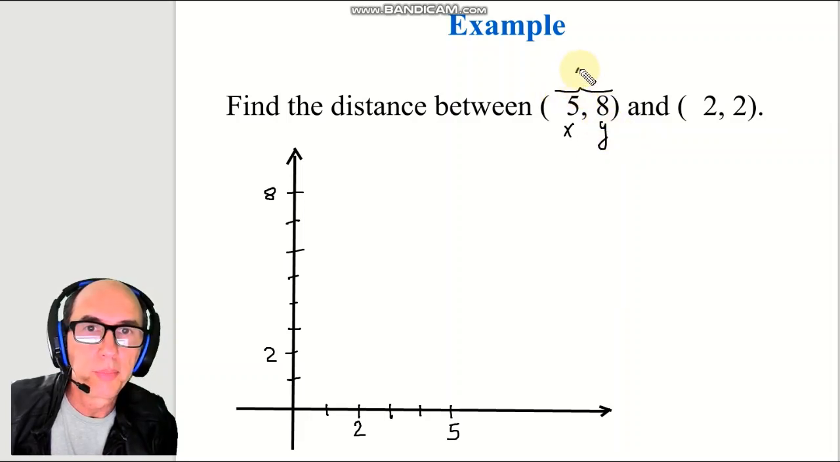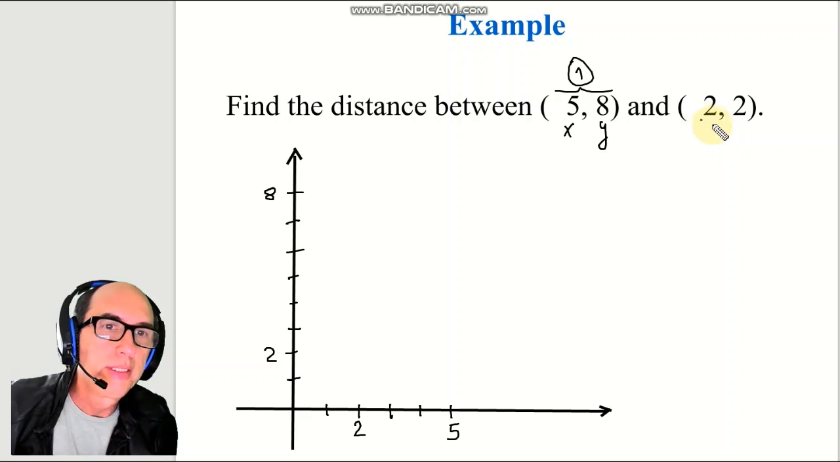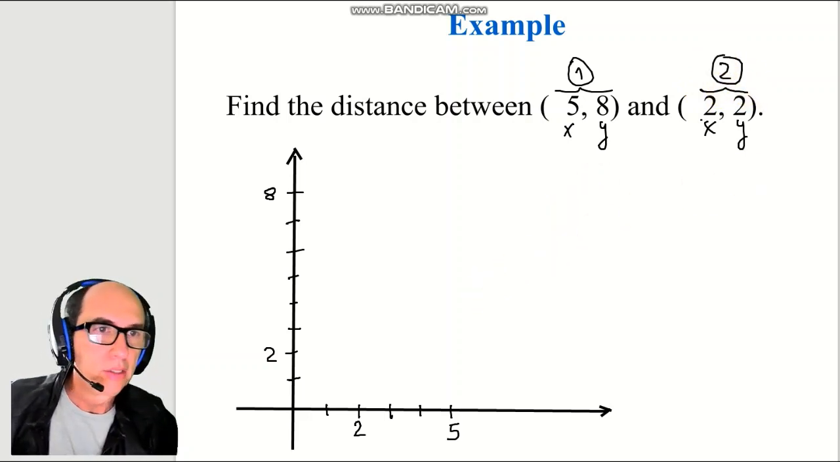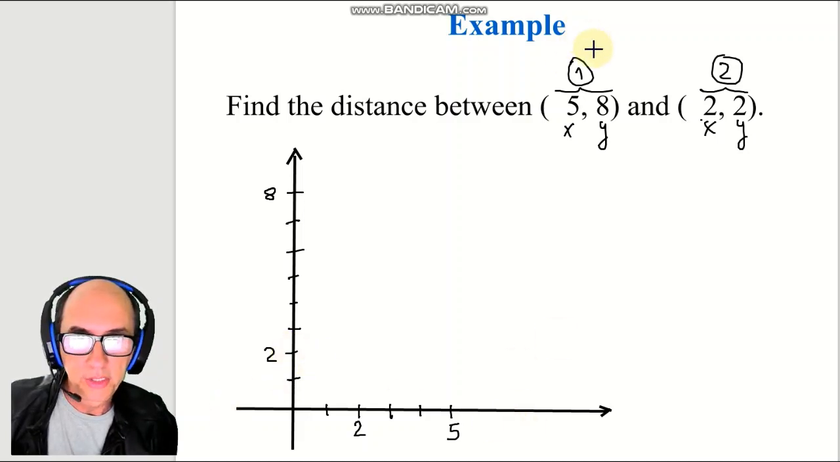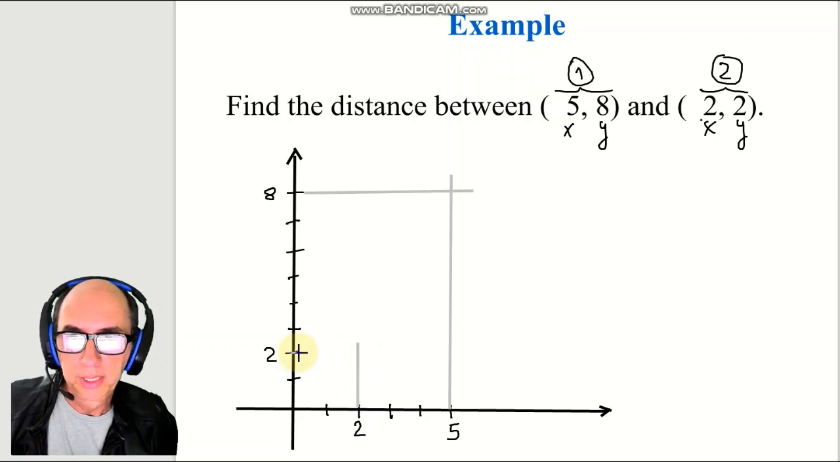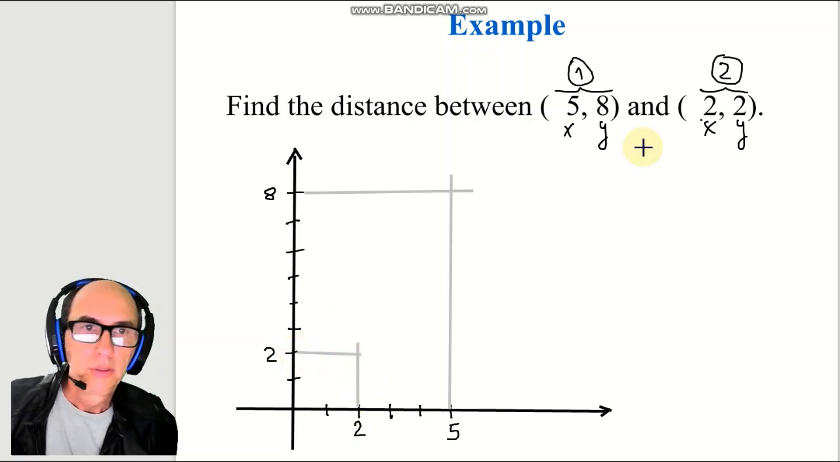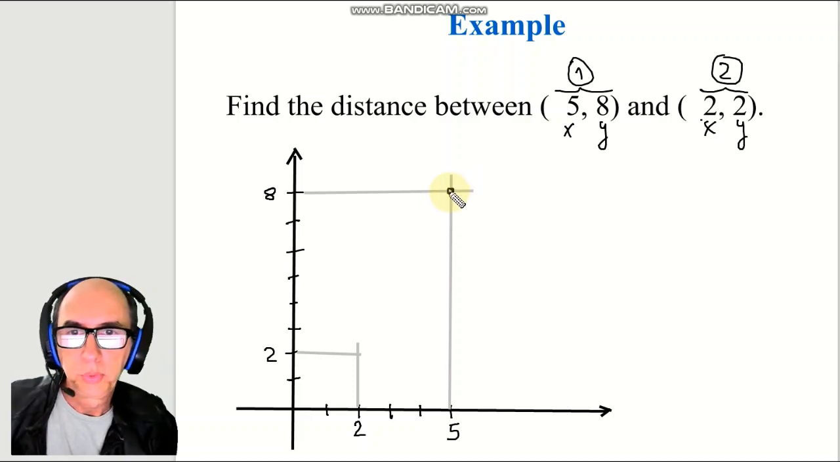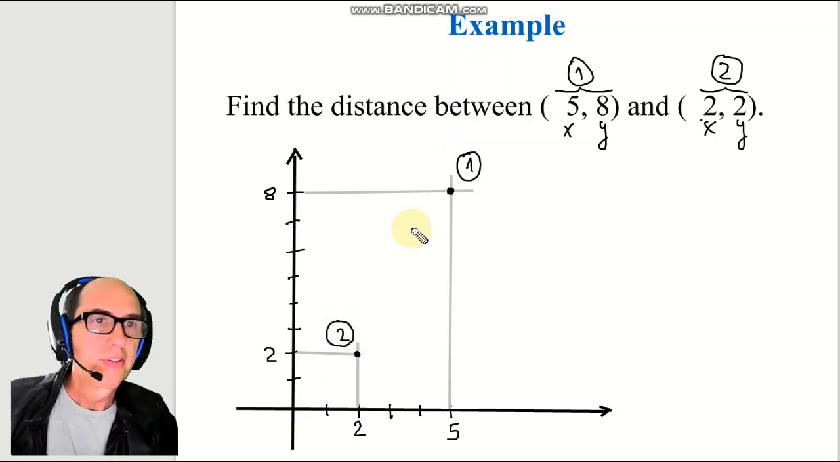Let's say this is point number 1. 2 is the x coordinate, 2 is the y coordinate, and let's say this is point number 2. Let's identify those points in the graph. Let's start with point 1, 5 and 8, okay, and point 2, 2 and 2. Nice. So this is point 1, this is point number 2. Perfect.